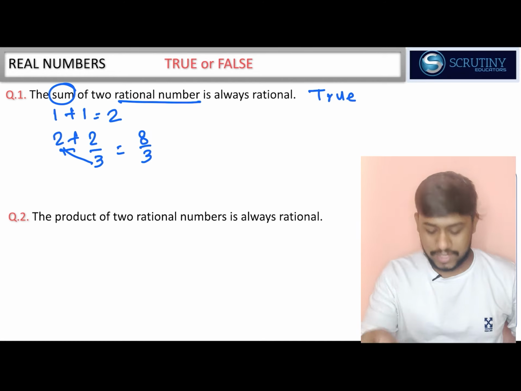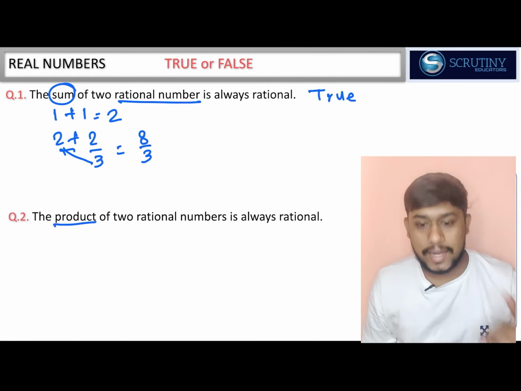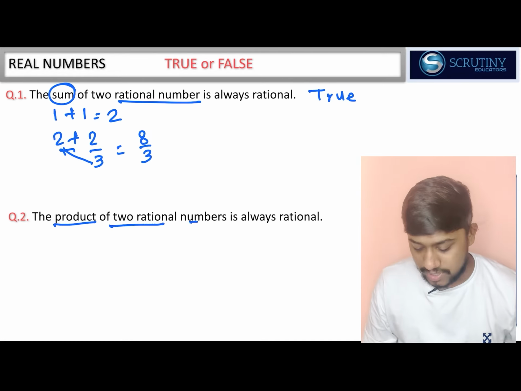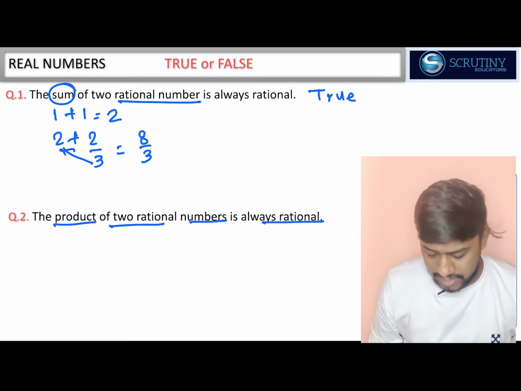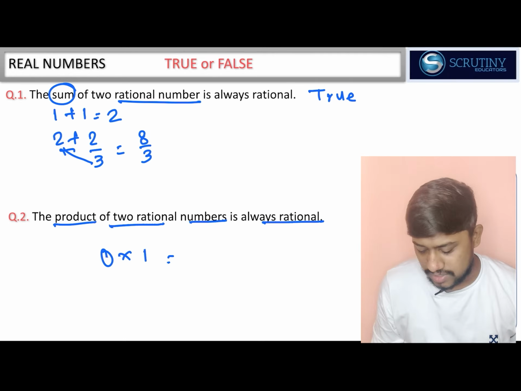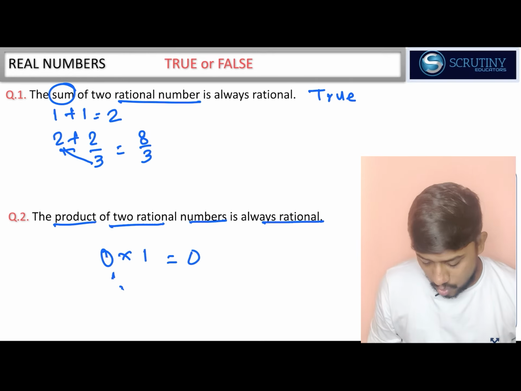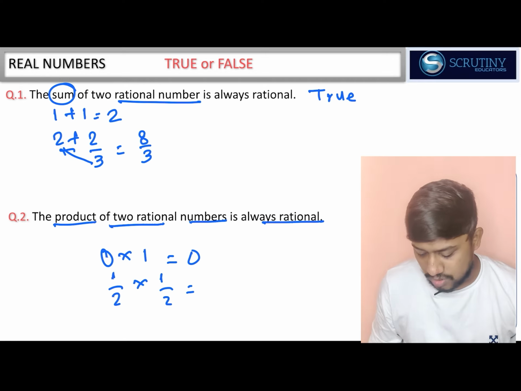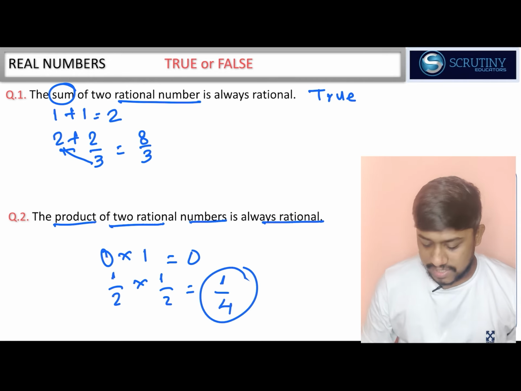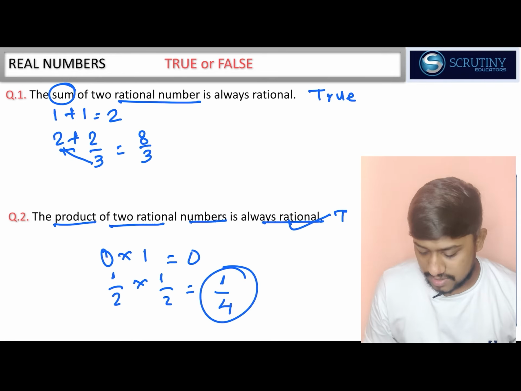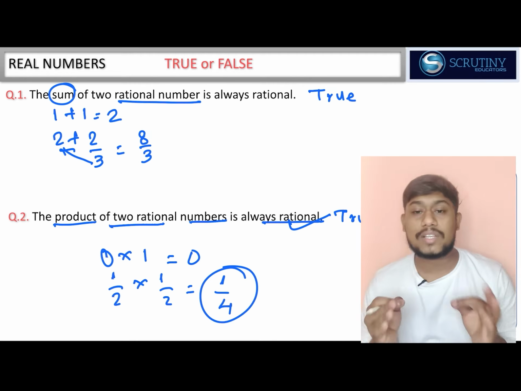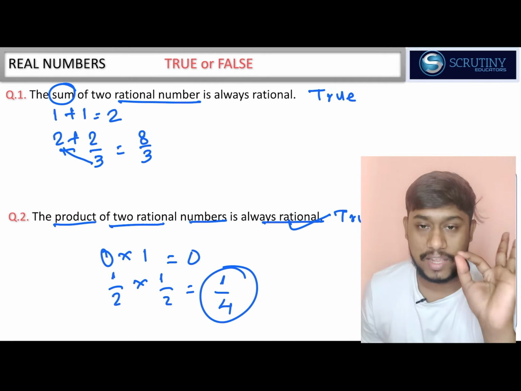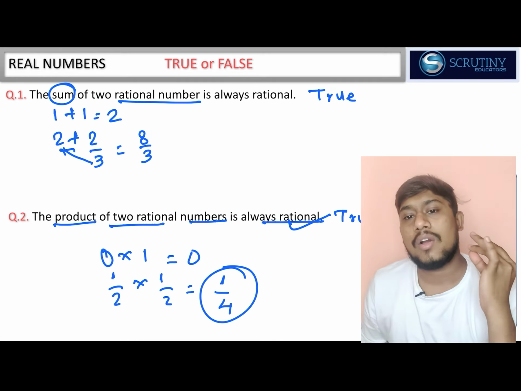Now you come to the next question. The product of two rational numbers is always rational. Yes, definitely. Let's take 0 times 1, which is 0. And 1 by 2 times 1 by 2 is 1 by 4. This is rational, so your answer is true. It is always true when you are taking two rational numbers and adding or multiplying them.